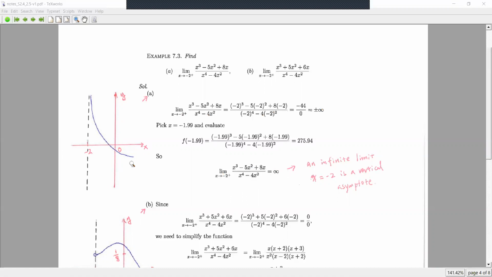Here is a possible graph of the function. X approaches -2 from the right side. The graph is going up to infinity. So this vertical line is a vertical asymptote.